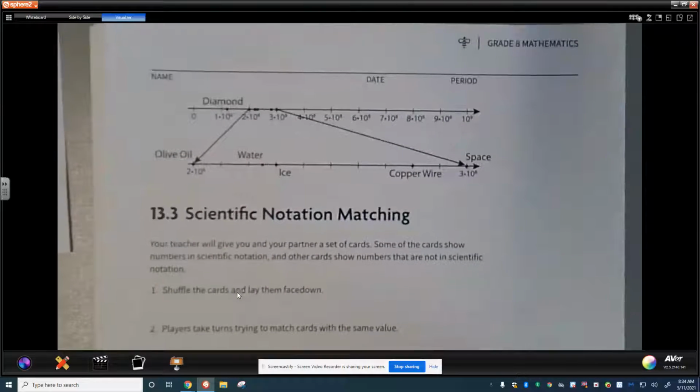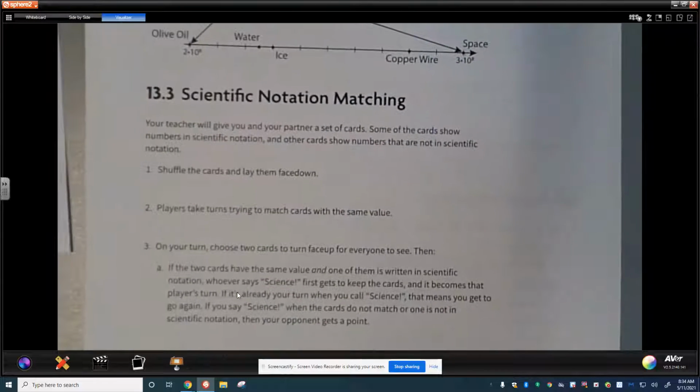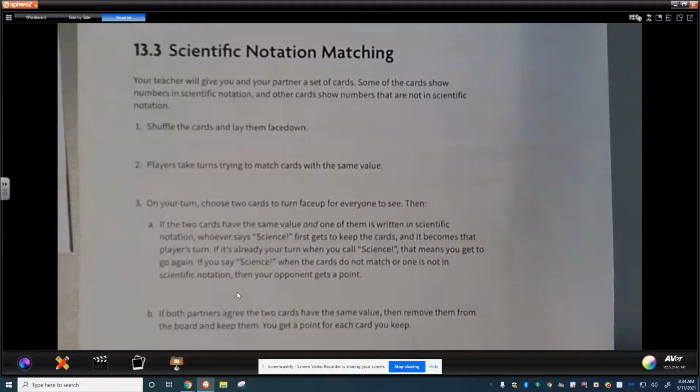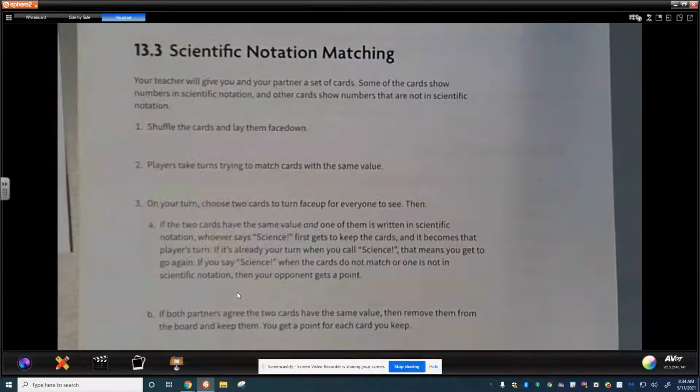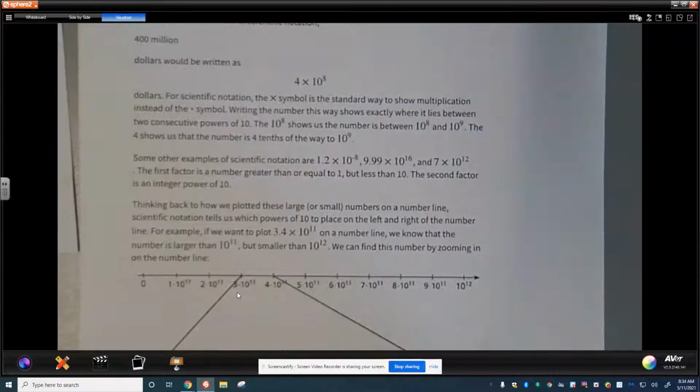Okay. This says you get some cards to be able to talk about scientific notation matching. I would love to have played that with you, because I find this activity is really powerful. We just can't do it with the online class.